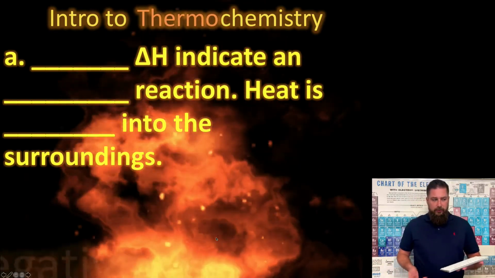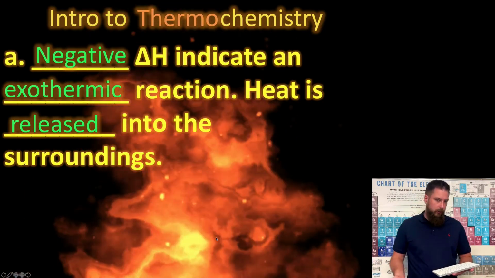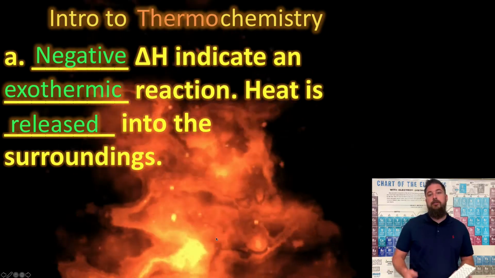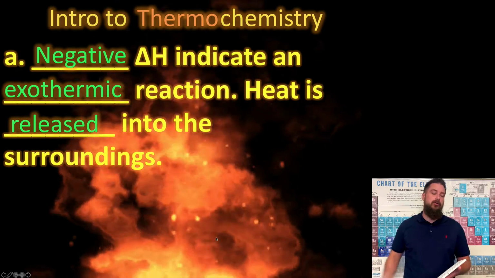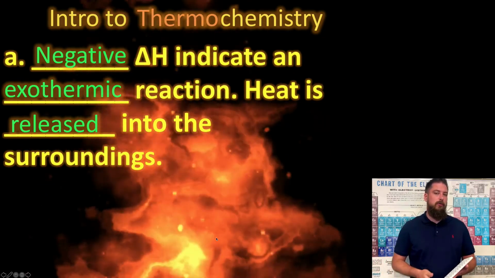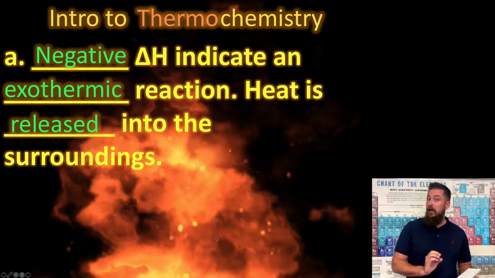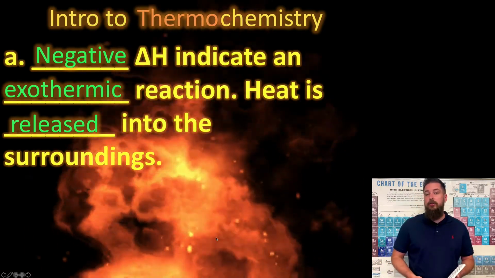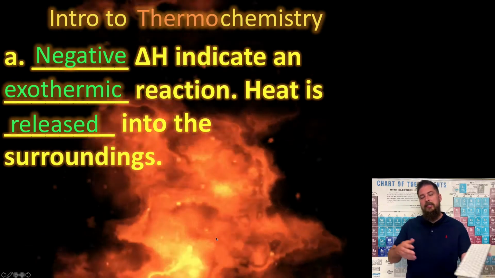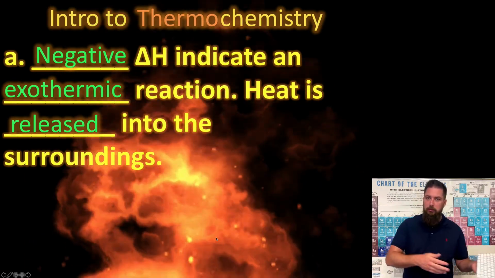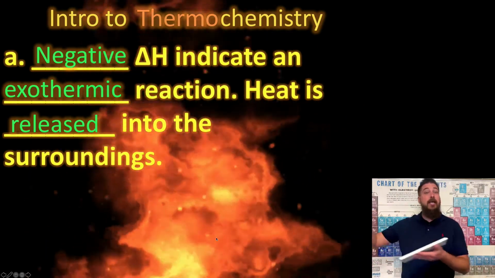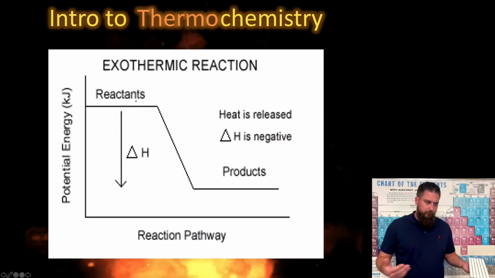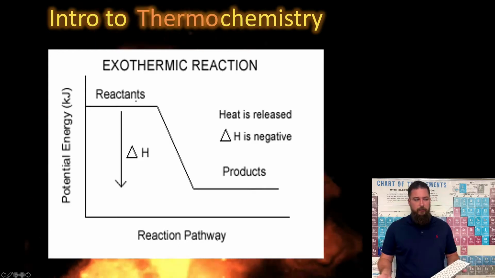Now we're going to talk about endothermic and exothermic reactions. Negative delta H's are exothermic reactions because the heat is exiting. That's where exothermic comes from. That's how I remember it. The heat is exiting, and so heat is released to the surroundings. If something has a negative delta H, that means it's losing heat, and the heat is exiting. It's exothermic.